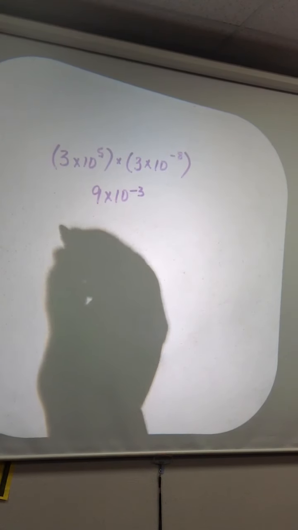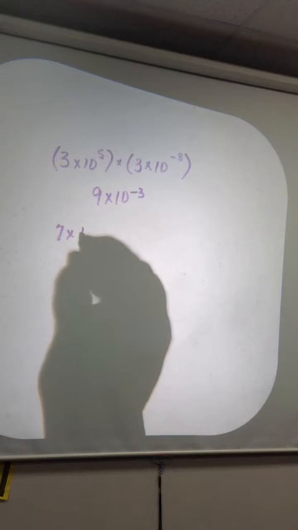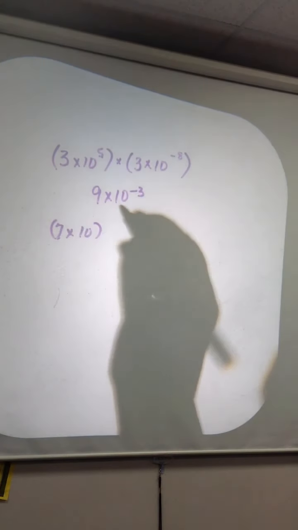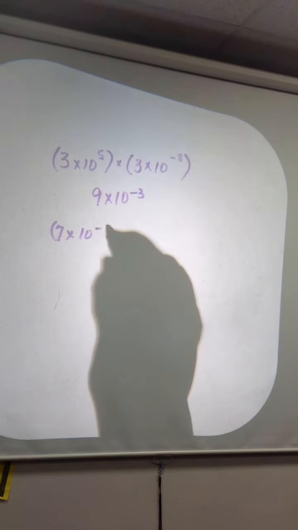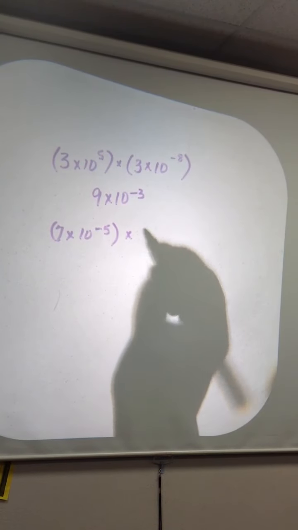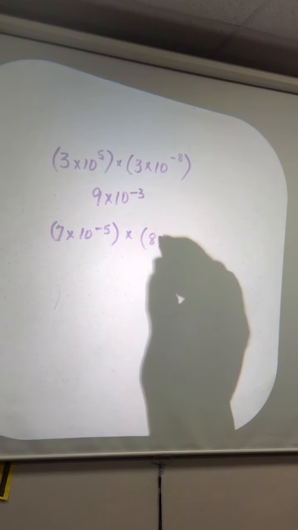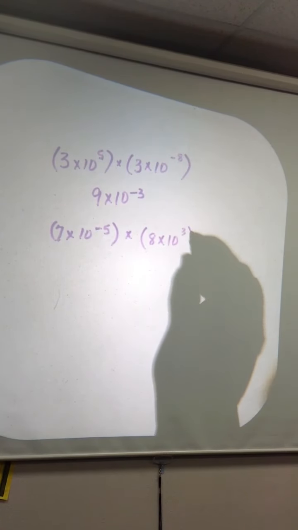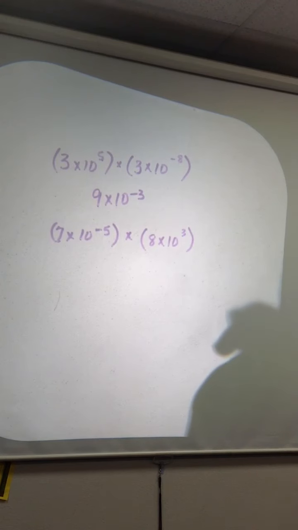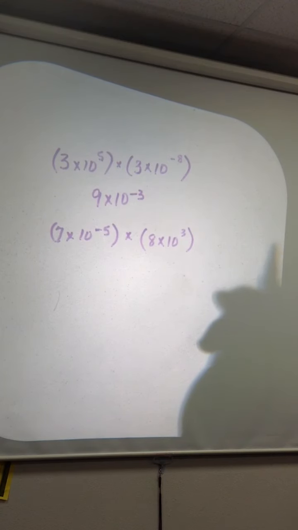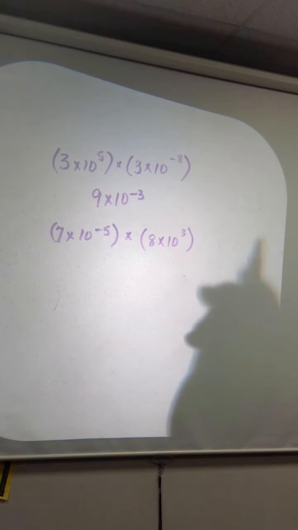Let's do this one. We have 7 times 10 to the negative 5 times 8 times 10 to the 3rd. You multiply the numbers times 10. You add the decimal point movers.